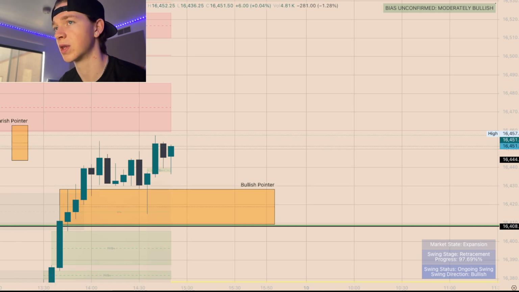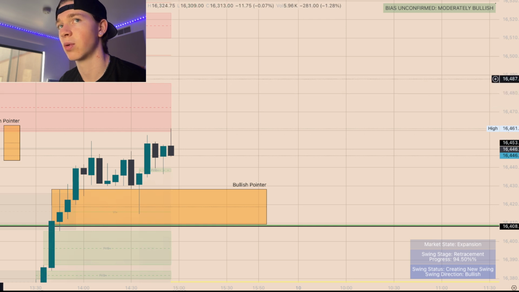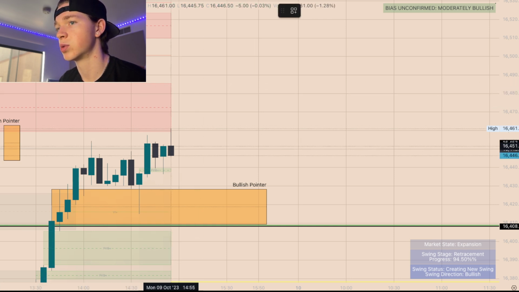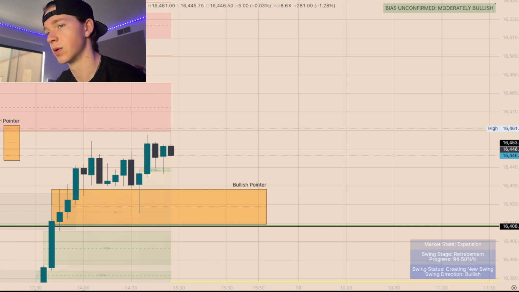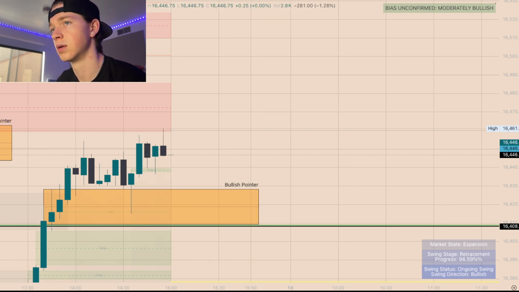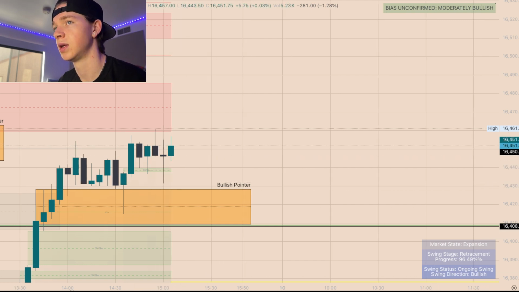We don't have any bearish pointer, which is good. We don't want a bearish pointer to form. Here's a sweep. So we're going to do our buy side liquidity sweep test. Does this sweep right here induce a move to the downside? The answer is kind of. Does this sell side sweep induce a move to the upside? The answer is yes. Now we have a new bullish pointer.